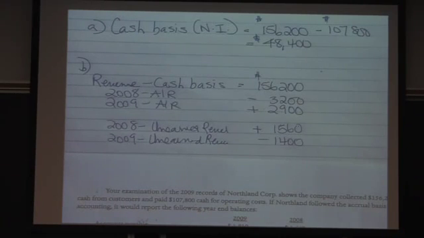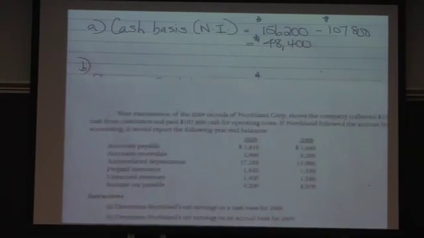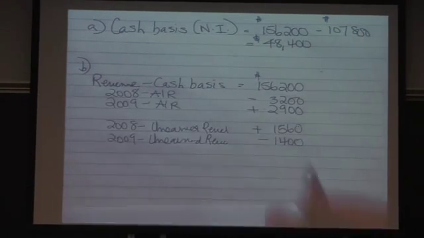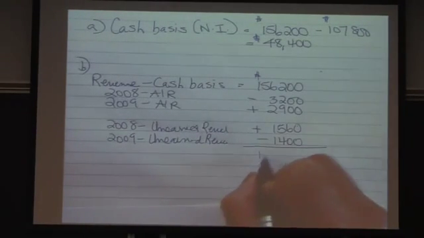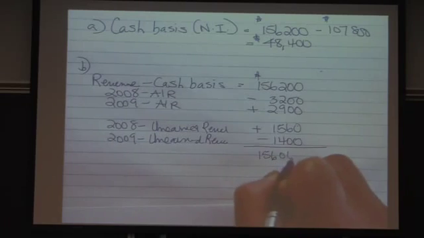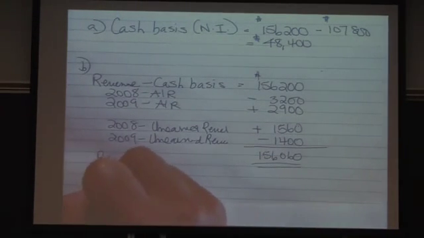Now, looking at the rest of the balance sheet items, you can see that those are the only two accounts that affect revenue. So we can certainly add all of these, and we can see that the total revenue is 156,060. So this is the total revenue under the accrual basis.